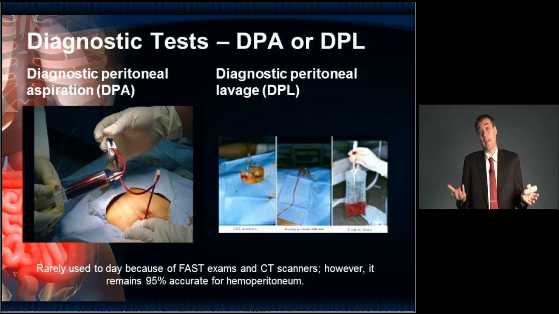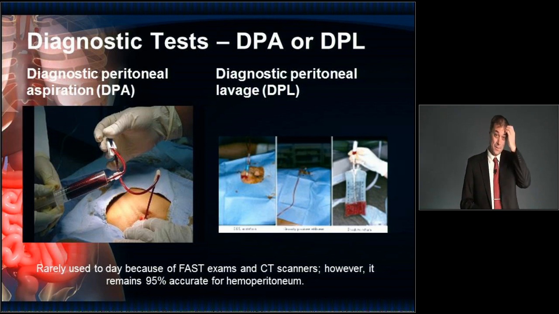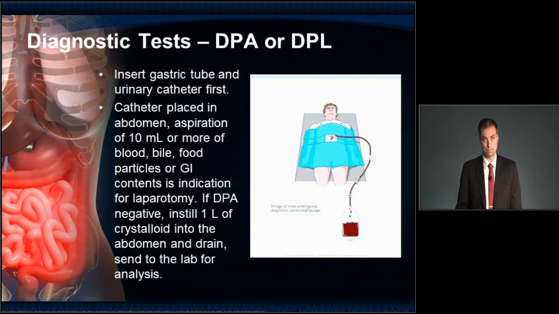And the way we used to diagnose these, the old saying was, if you can't read the writing on the IV bag because there's enough blood, then they go to the OR. So if there's enough cloudiness in the bag that you can't read the writing on the other side of the bag after refilling it, then the patient's going to the OR. So DPA, aspirating for blood; DPL, putting fluid in and then letting it drain out and looking for blood, are ways to detect a hemoperitoneum.